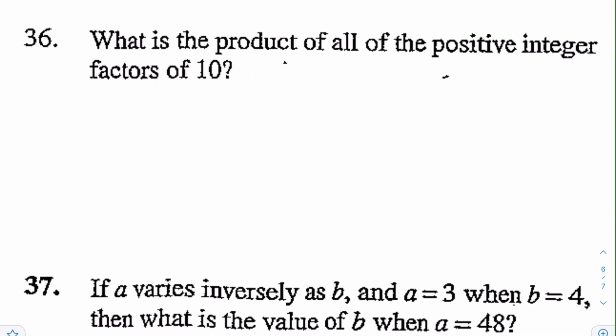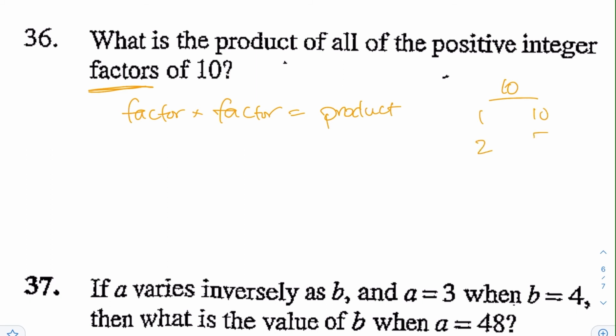Next, for number 36, what's the product of all of the positive integer factors of 10? So just list the factors of 10. Remember, factor times factor is equal to product. So the number 10 has factors of 1 and 10, and then 2 and 5, and that's it. So you just multiply 1 times 2 times 5 times 10. That's just equal to 10 times 10, or 100.